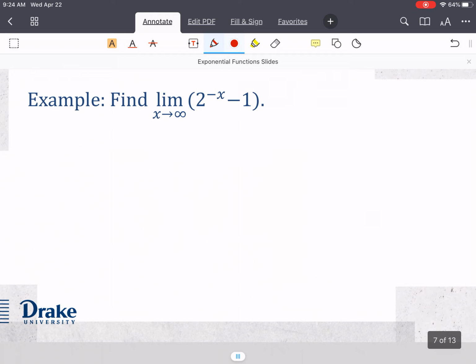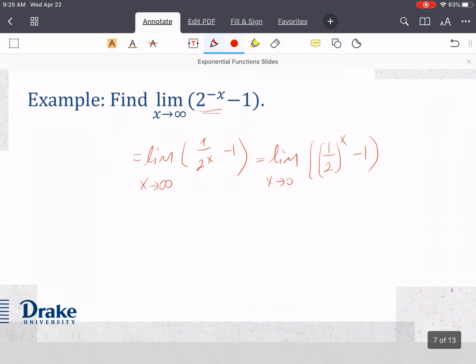So here I illustrate this with an example. The example is 2 to the negative x minus 1. I'm taking the limit, x going to infinity. I'm going to rewrite this as 2 to the negative x just so we see it more conveniently. Because it's a negative exponent, I'm going to write it as 1 over 2 to the x. And then I can rewrite that as 1 over 2 raised to the x, minus 1. So you realize that this is an exponential function.